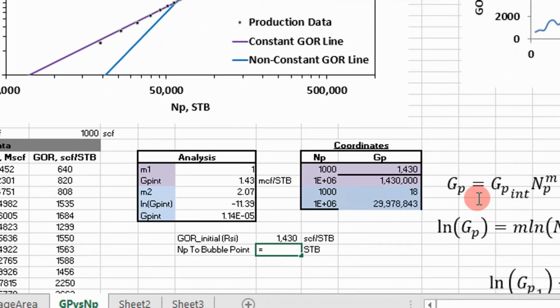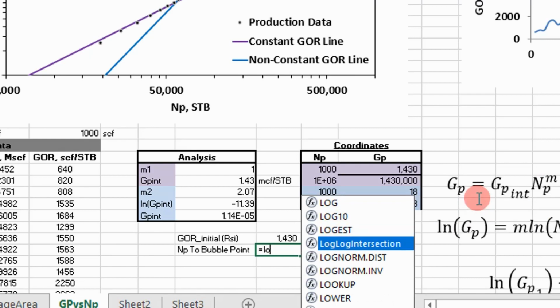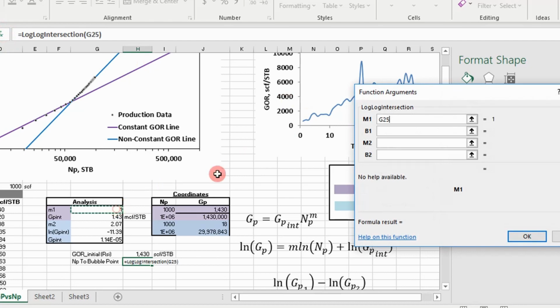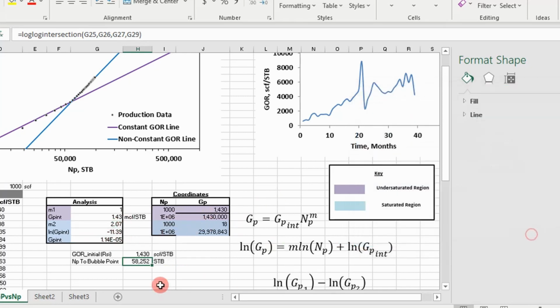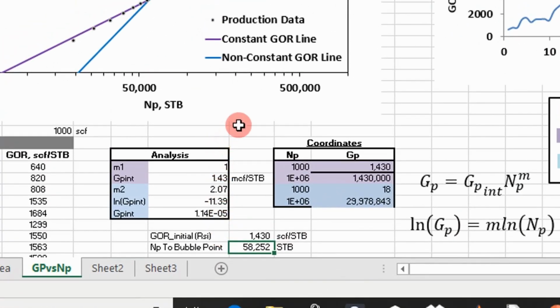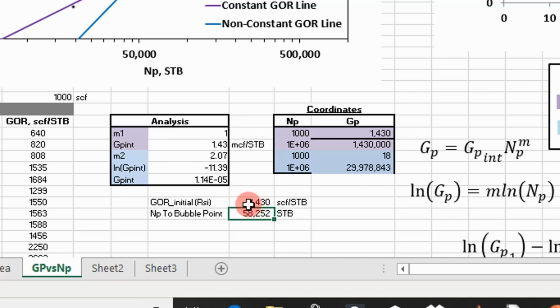So the cumulative production up to the bubble point is going to be equal to our log-log intersection. And so I'm going to put in the values, M1 right here, our intercept, M2 right here, and then our intercept. And bang, that's our cumulative production up to the bubble point. Check it out, man. So look at what we found. We found these 2 points, and we can go put these in our analysis of our drainage area.